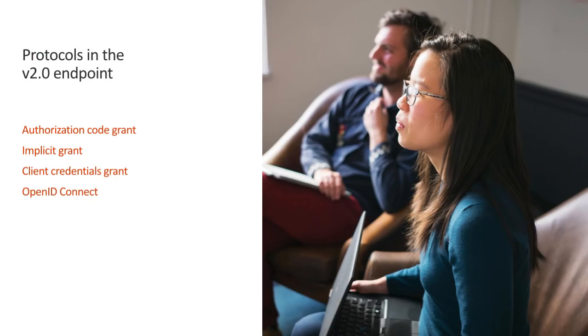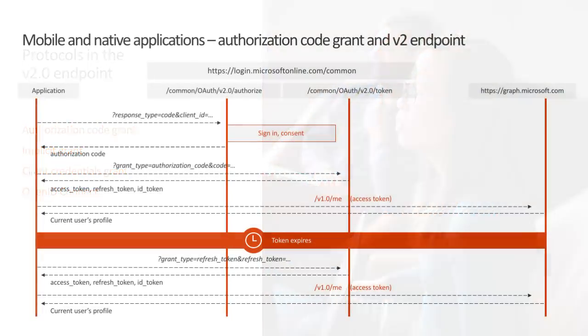Now in this section, let's look at protocols in the V2 endpoint, specifically the authorization code grant, the implicit grant, the client credentials grant, and OpenID Connect. Let's first talk about mobile and native applications using the authorization code grant in the V2 endpoint.